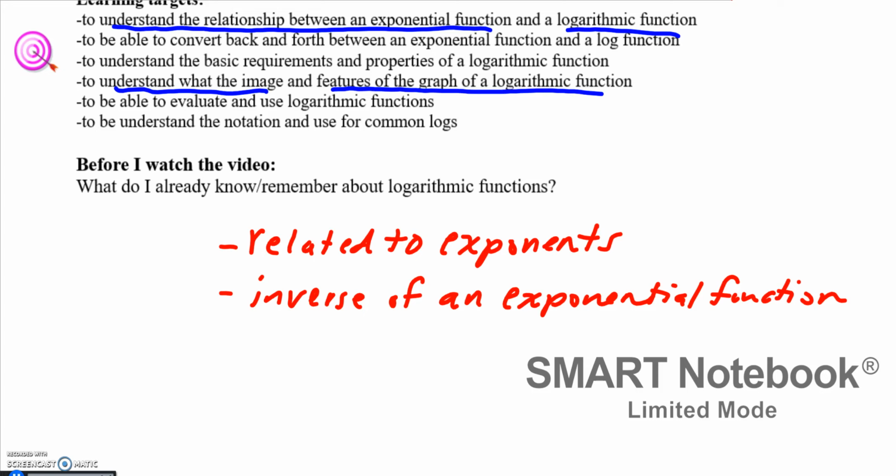I wrote down that logs are related to exponents. This is a quick thought. I also wrote that I remembered that logarithms are inverses of an exponential function, which would make sense why we already went over exponential functions, so that we'd have a basis before going to logs. And again, feel free to ask on the next class period when we see you if what you wrote down is appropriate.